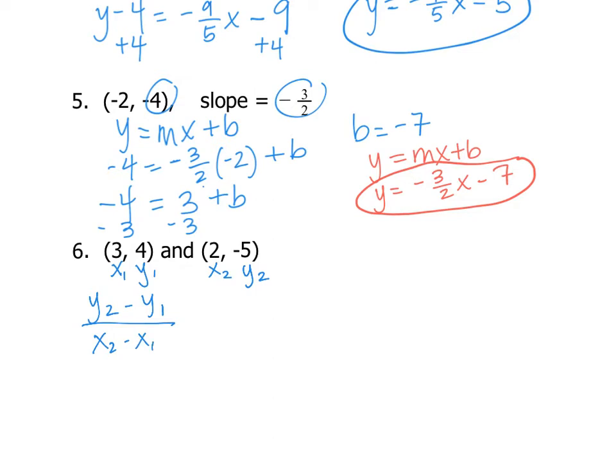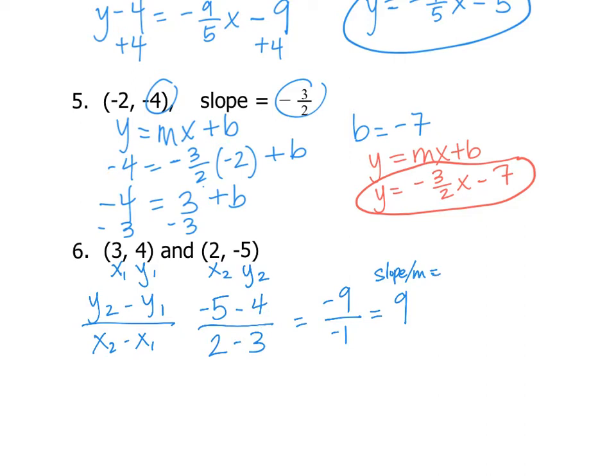You just plug it in. Okay, so we have negative 5 minus 4 over 2 minus 3. Okay, in the numerator, you should get negative 9. In the denominator, you should get negative 1. So that will simplify to positive 9. So I know my slope, my m, is equal to 9, but I don't know my y-intercept.